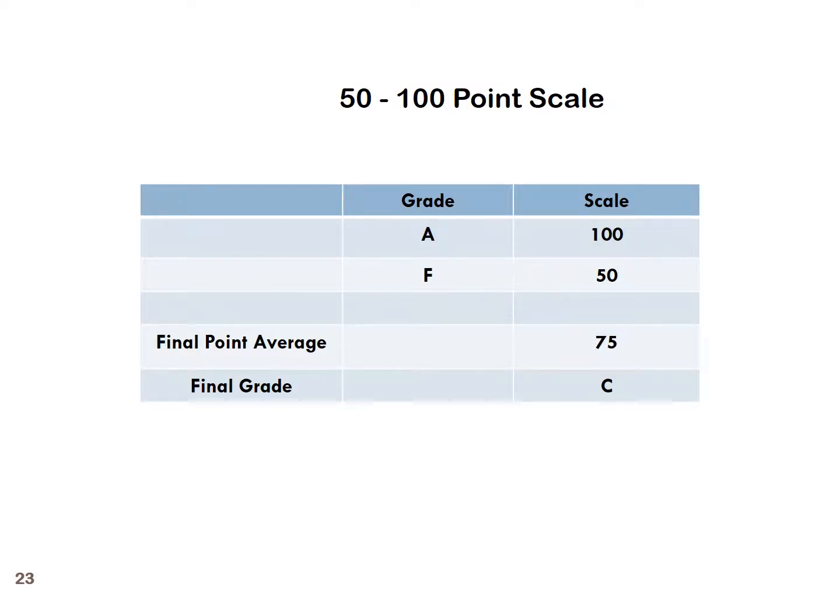Here is the 50 to 100 point scale. This is the final grade when using this scale. A equals 100 points, F equals 50 points. 100 plus 50 is 150 divided by 2 gives a final point average of 75. Final grade C.